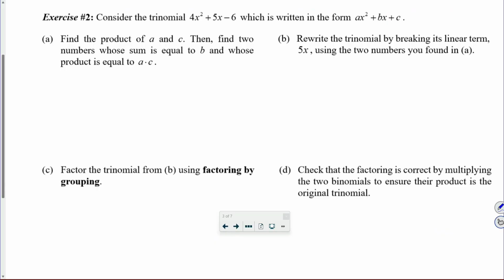Consider the trinomial 4x squared plus 5x minus 6, which is written in the form ax squared plus bx plus c. Letter A, find the product of a and c, then find two numbers whose sum is equal to b and whose product is equal to a times c.